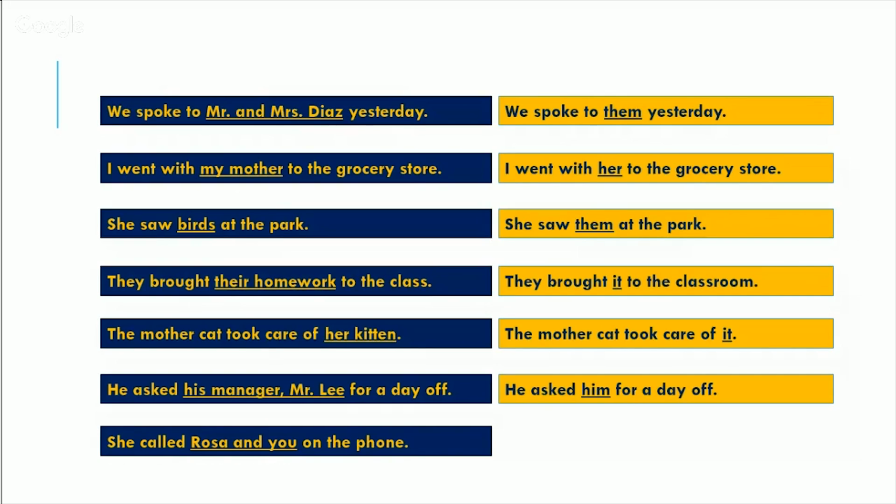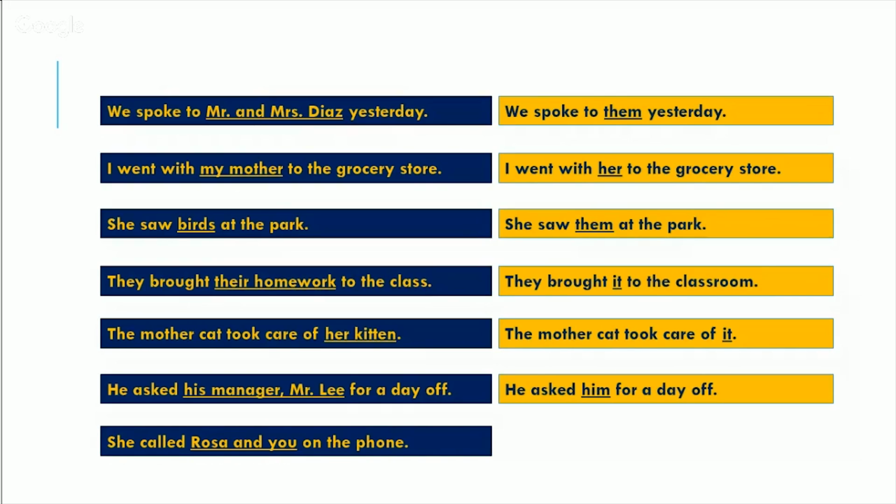She called Rosa and you on the phone. Thank you, Rafael. That's correct. Ana, Katia, good job. Last one. She called Rosa and you. Rosa y tú. Rosa and you. Right. ¿Y cómo se dice? Sería ustedes. ¿Cómo se dice ustedes? She called Rosa and you on the phone. Ella lo llamó a ustedes.